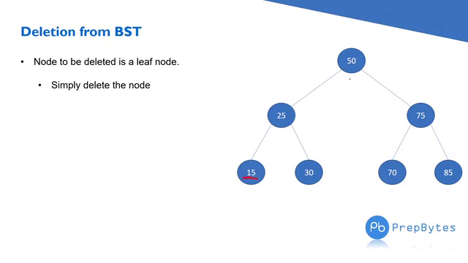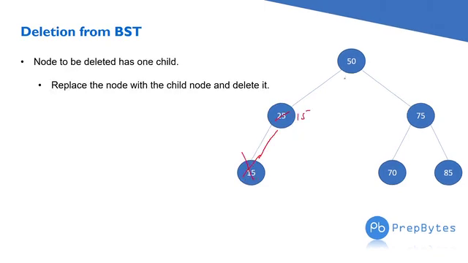Now the second condition is whether the node has one child or two children. For example, I wanted to delete 25. So I will check whether 25 has one child or two children. How can I check?